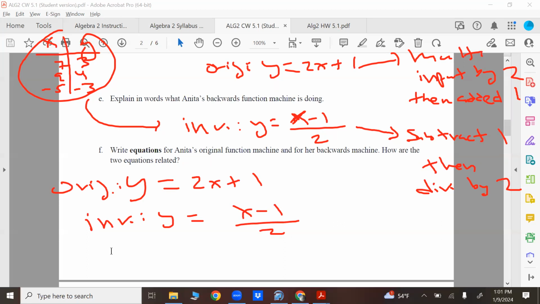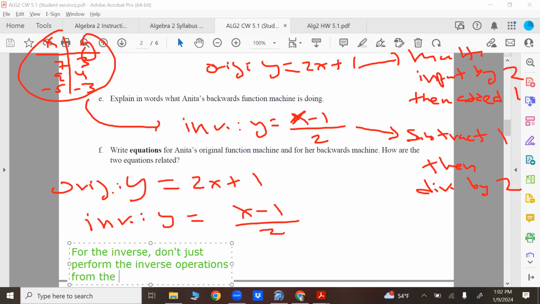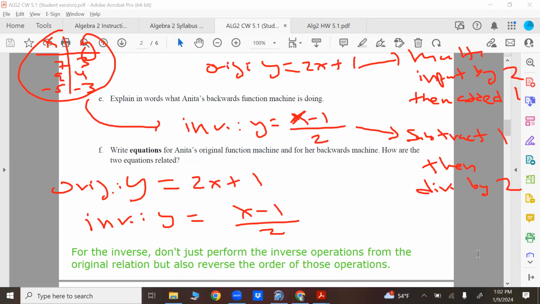And just to let you know what's happening, for the inverse, don't just perform the inverse operations from the original relation, but also reverse the order of those operations. That's precisely what we did. We also reverse the order, not just do the inverse operations, but we reverse the order. Okay, so that's kind of a big deal.